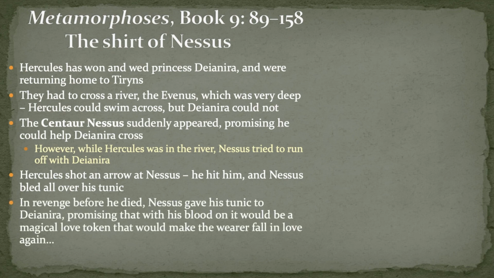In revenge, before he dies, Nessus takes his tunic off and he gives it to Deianira. And he promises her that, sorry for trying to steal you away, I'm going to give you this object. This is a magical love token now that I've bled all over it. It will make the wearer fall back in love. It will make them fall in love again.